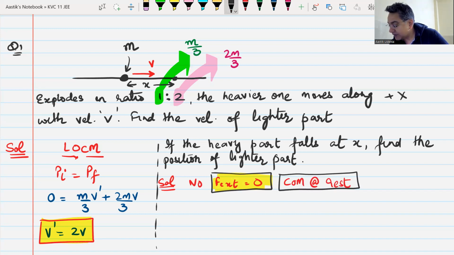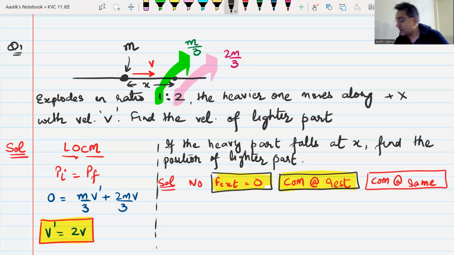Initially, the bomb was at rest. The center of mass was at rest. Finally, also, it will remain at rest. That means the center of mass does not change its position. Center of mass remains at the same position.